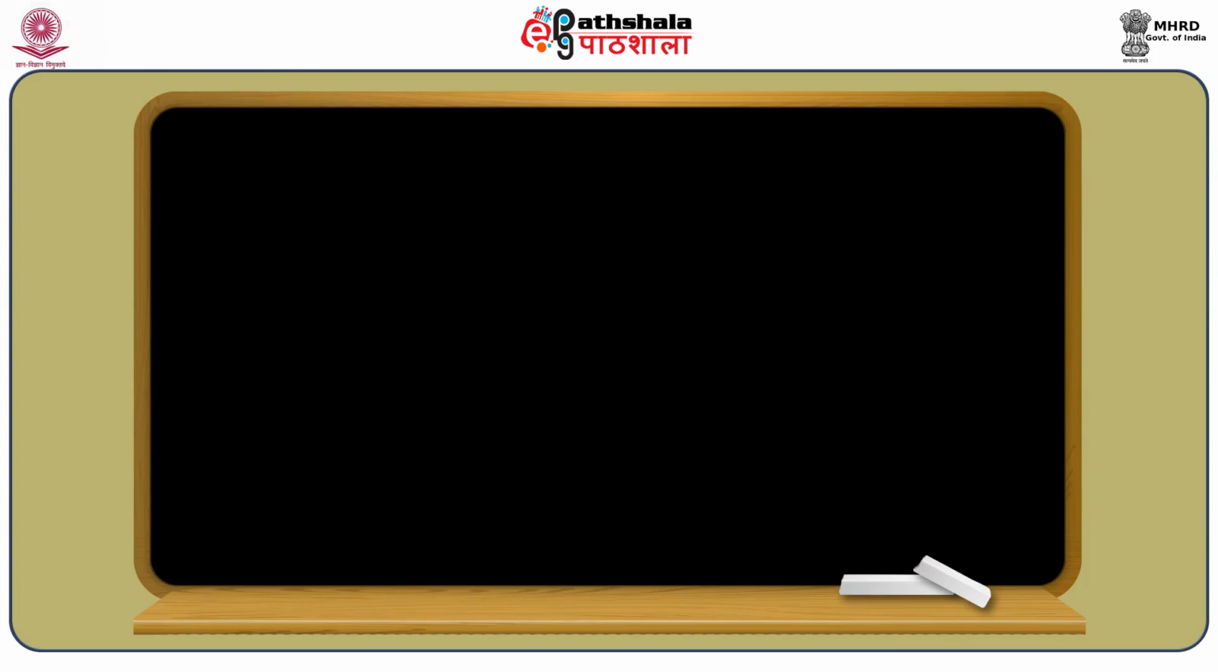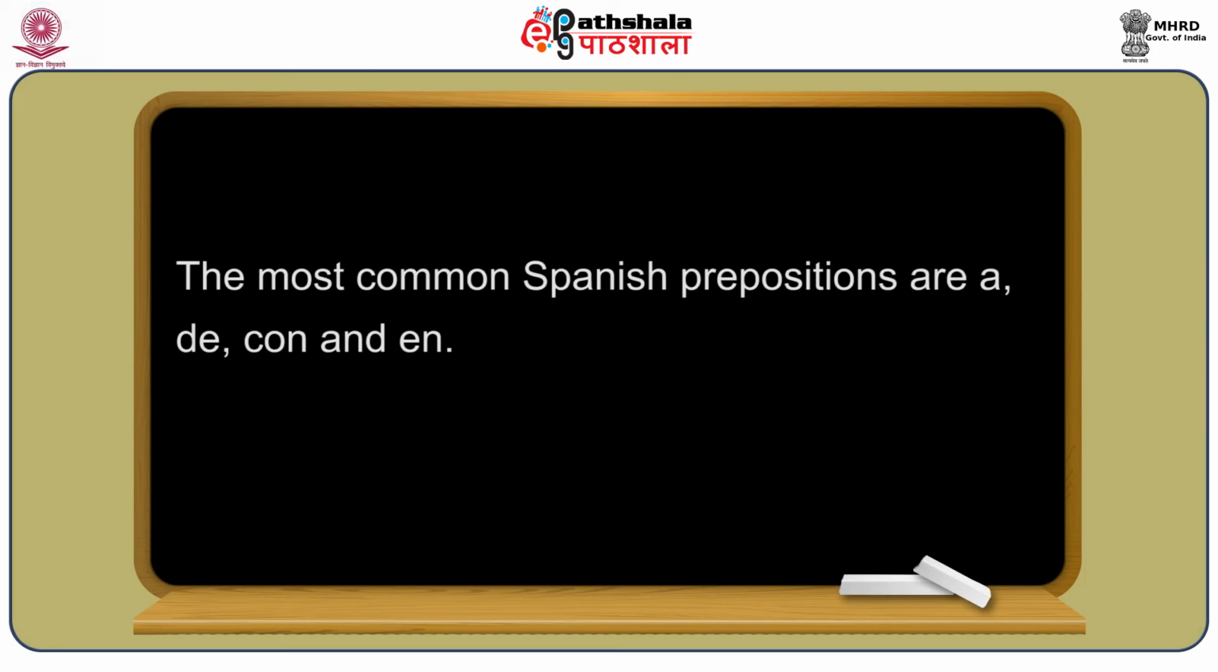So we are going to talk about the prepositions. Prepositions in Spanish are very similar to the ones in English. They are used in the same way as in English. So there are some verbs that are immediately followed by these prepositions to make sense. Now the most common Spanish prepositions are a, de, con, and en. A means at, de is of or from, con is with, and en means in.